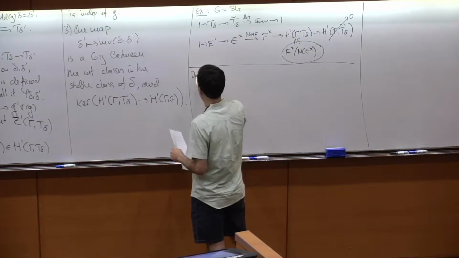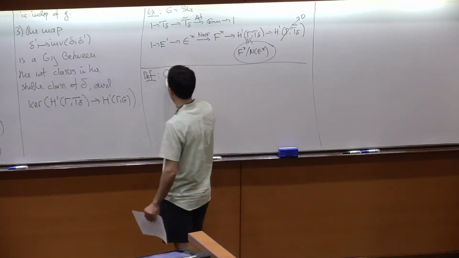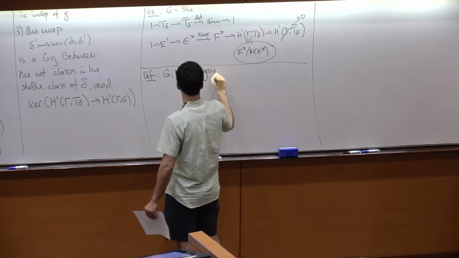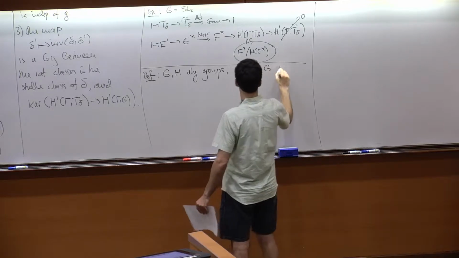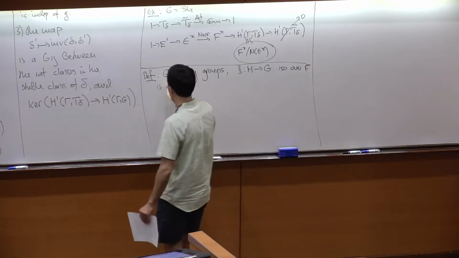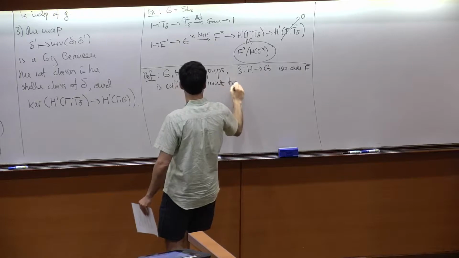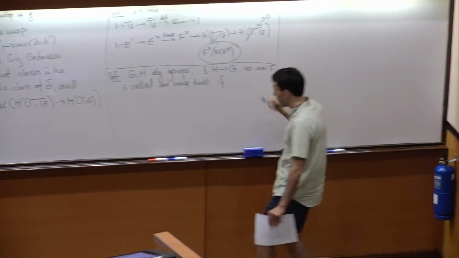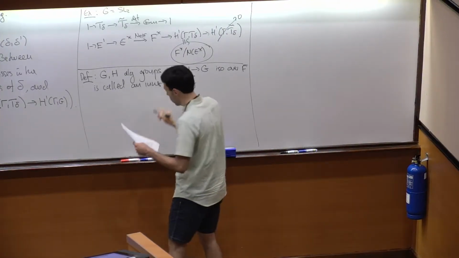But it requires the following definition that is going to be useful for later on. Let G and H be algebraic groups, and an isomorphism from H to G over F bar is called an inner twist if the following happens.